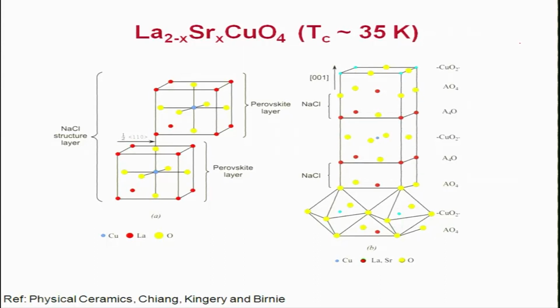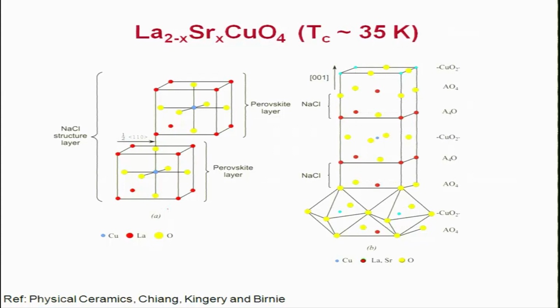So, for example, lanthanum strontium copper oxide is also a superconductor. Basically, the parent compound is lanthanum copper oxide, in which strontium is doped at the site of lanthanum. As a result, you change the stoichiometry of this material to some extent, so the oxygen stoichiometry will change. This has a Tc of 35 Kelvin. This again is built of perovskite layers.